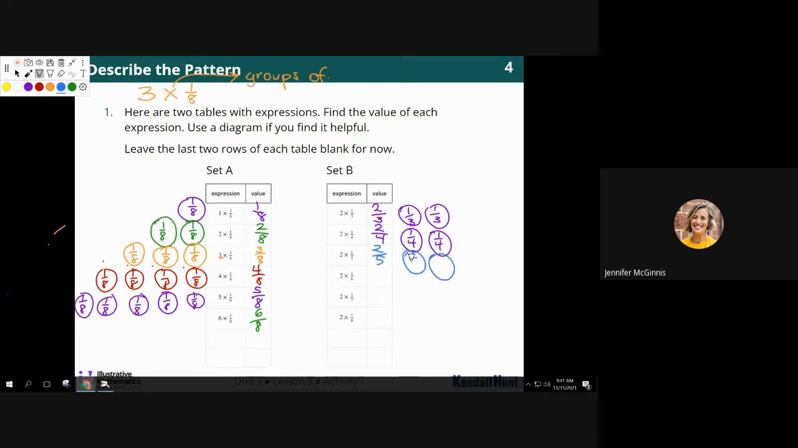2 groups, 1/5 in each group. Danica, 2 times 1/6. 2 sixes, right? Very good. Cameron, 2 groups of 1/7. 2/7. Draw the diagram for me, Cameron.